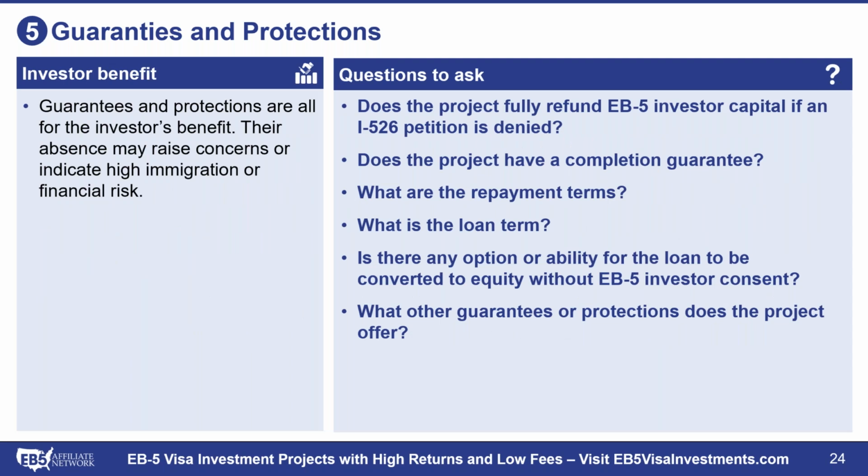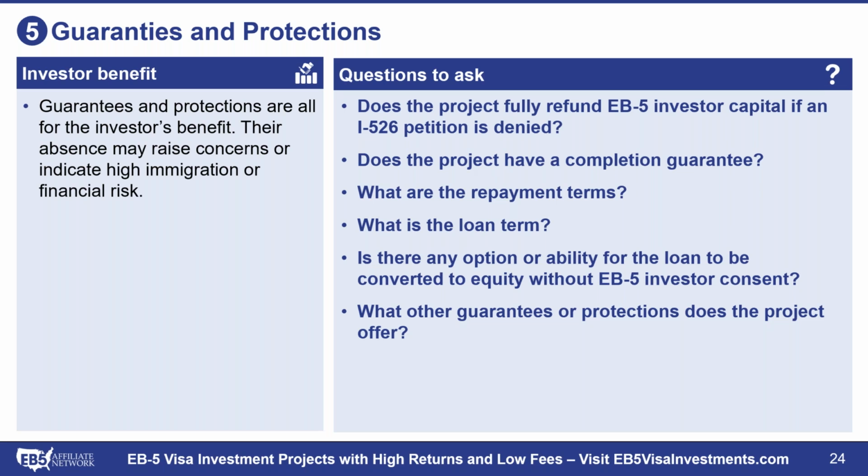So as an investor, some of the things you can ask the project sponsor is, first, does the project fully refund the EB-5 investor if there is an I-526 denial? And you can follow up with that: for what reasons would a refund occur? Is it only if the project's denied, or is it also if the source of funds is denied? Next, and this is a simple question, does the project have a completion guarantee in place? And if so, you can check on who's making that guarantee.